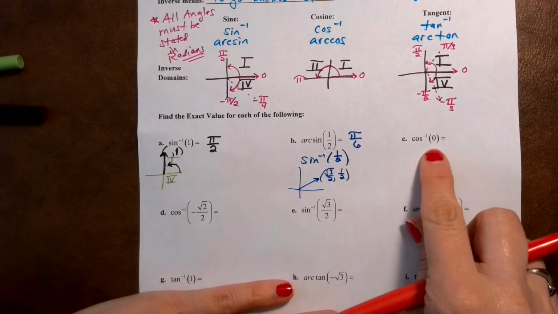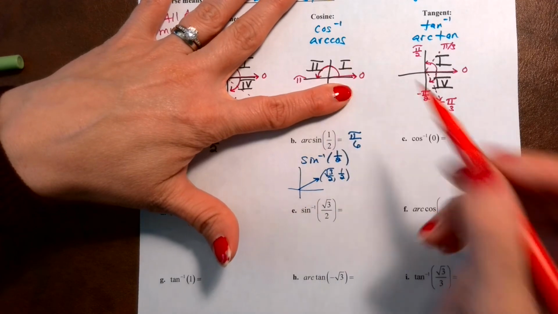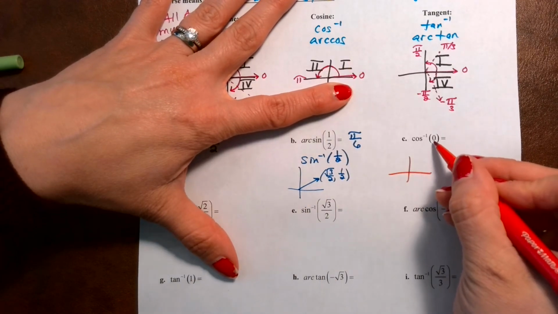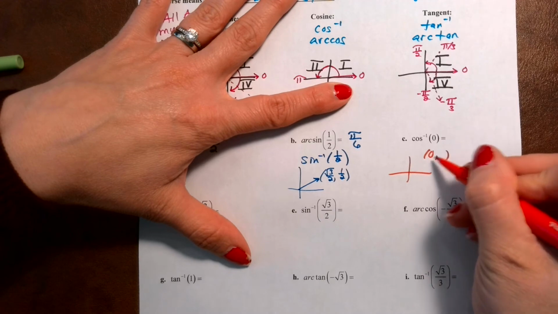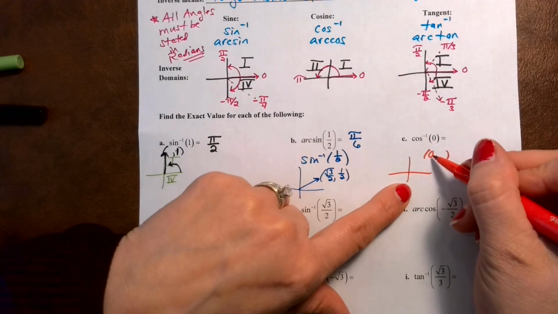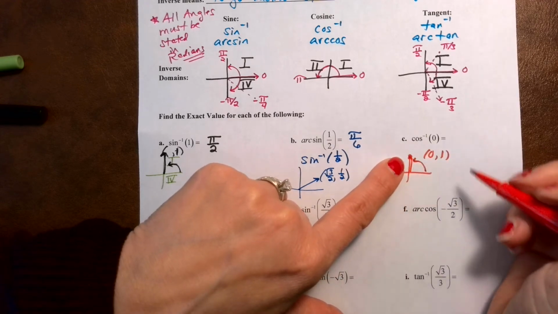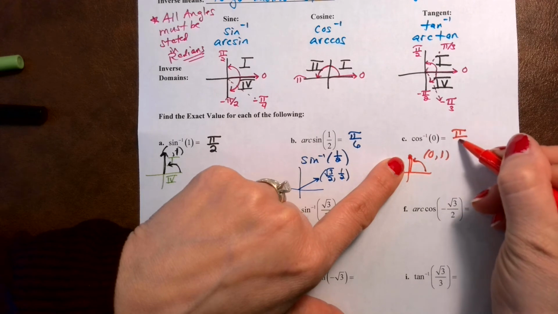Okay, cosine. Cosine, you're allowed to look in quadrant 1 and 2. Okay, 1 and 2. And the cosine is 0. That's the first number, 0 comma something. There's really only one place that has the 0, right? It's right here, 0 comma 1. What angle are we at? We're at pi over 2.